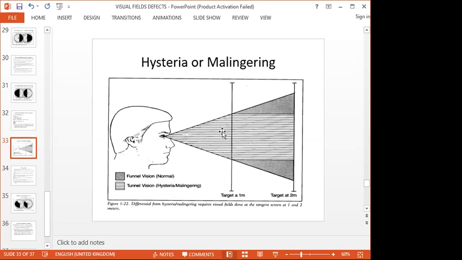The farther you go, the bigger the area you see. When it comes nearer, the smaller the area you see. So if there is tunnel vision up to 3-4 meters, it should not be tunnel vision.